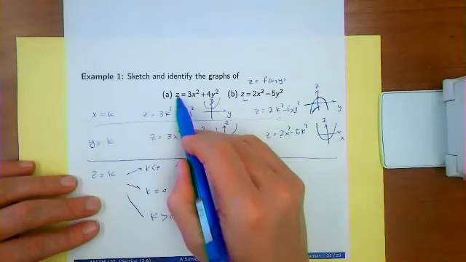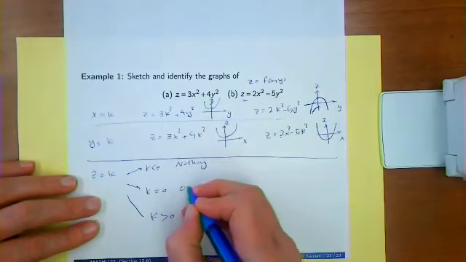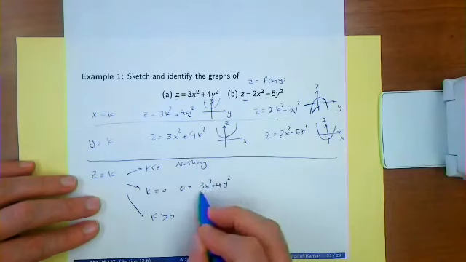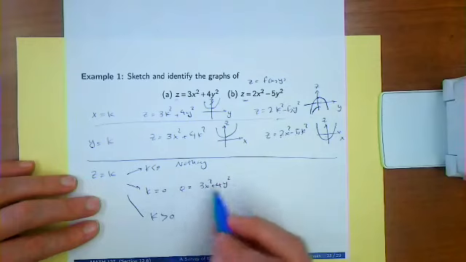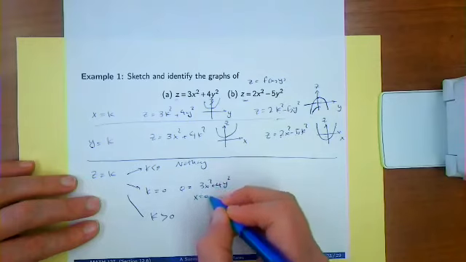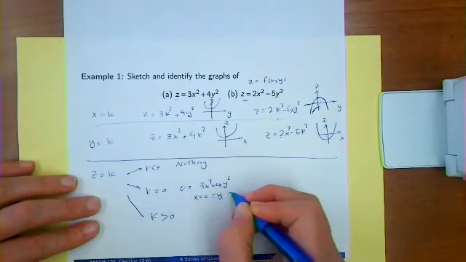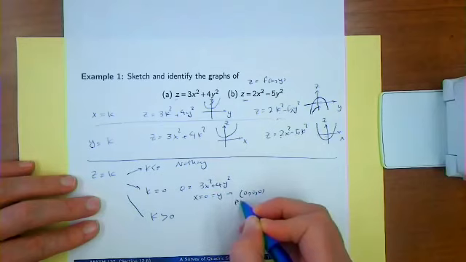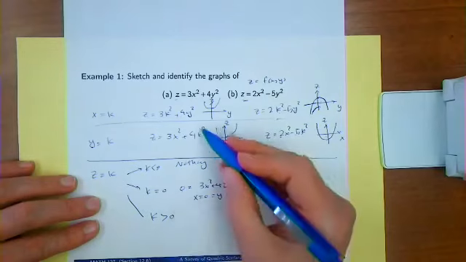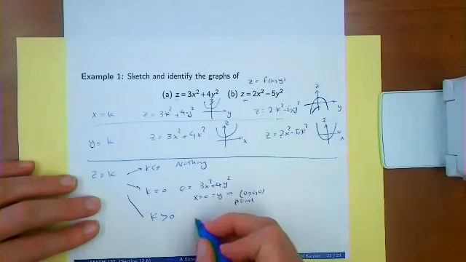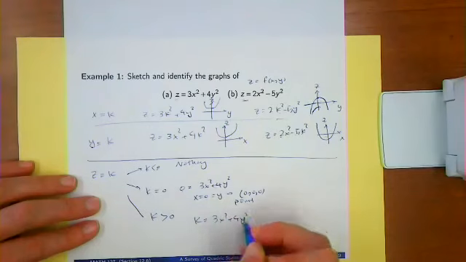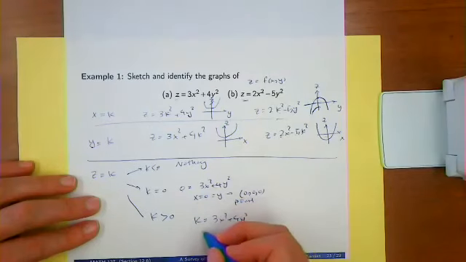If I plug in 0 for k, the only way two non-negative things add up to 0 is if both of them are equal to 0. So the origin, 0, 0, 0, is the answer. For k bigger than 0, I have k equal to 3x squared plus 4y squared, and these are ellipses.